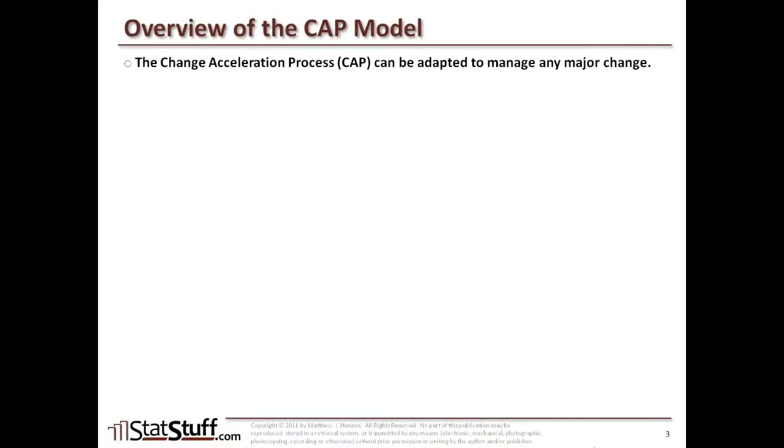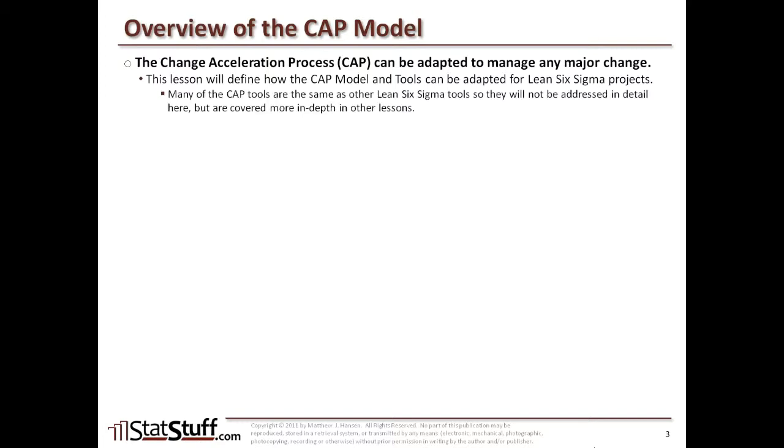Well, first of all, this CAP model can be adapted to almost any major change that's going to be occurring in the business. So what we're going to go over in this lesson is to show how you can apply the CAP model and the different CAP tools, how we can adapt those to Lean and Six Sigma projects. Now, many of the CAP tools are the same as what's already used in other Lean Six Sigma tools, so they're not going to be addressed in detail within this lesson, but those same tools are already covered in more depth in other lessons.